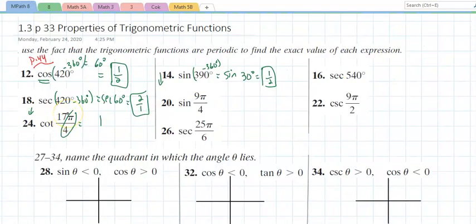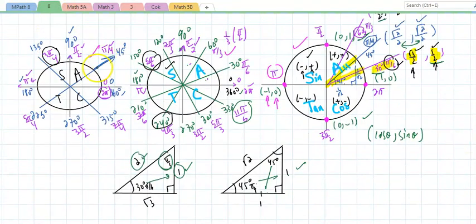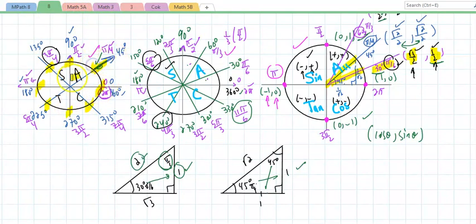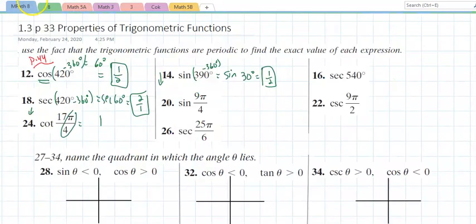The question is, where's 17 pi over 4? I have two options. I could go in there and say, well, look, that is 1, 2, 3, 4, 5, 6, 7, 8, 9, 10, 11, 12, 13. 14, 15, 16, 17 is in quadrant 1. Or I could say, take away 2 pi, which is 8 pi. 17 minus 8 is 9 pi over 4. That's still too big. Another 2 pi, 8, that's pi over 4. I'm in quadrant 1. In quadrant 1, they're all positive.